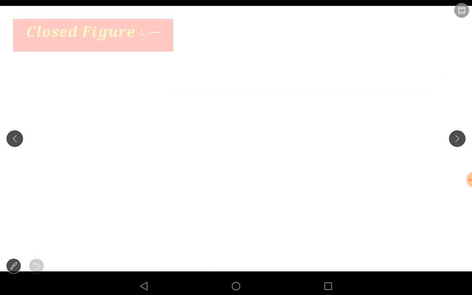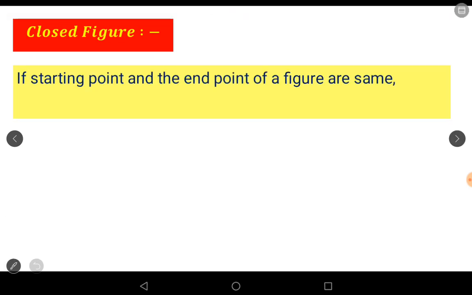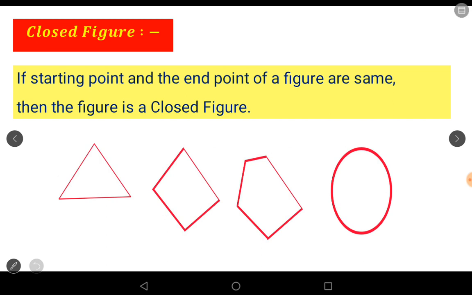Next one, closed figures. The starting point and end point are both the same. If the starting point and end point of a figure are the same, then the figure is a closed figure. Observe these 4 figures. Here, the starting point and end point are the same, so these figures are called closed figures.